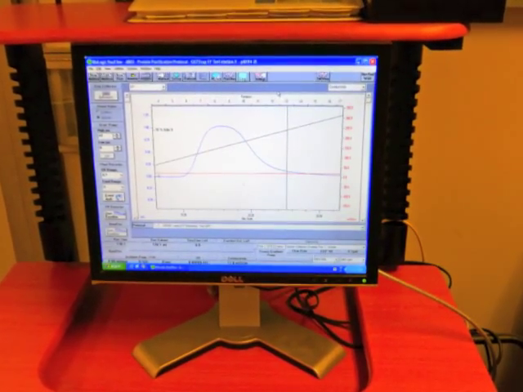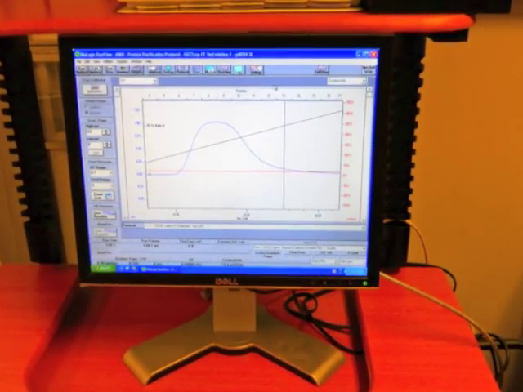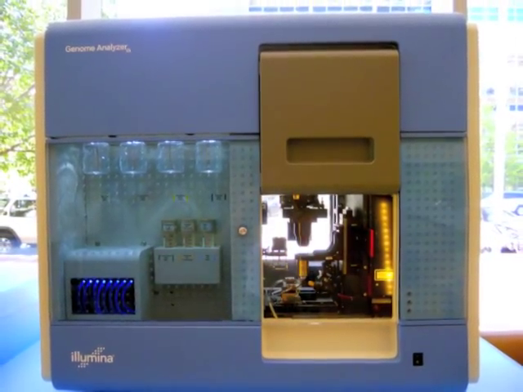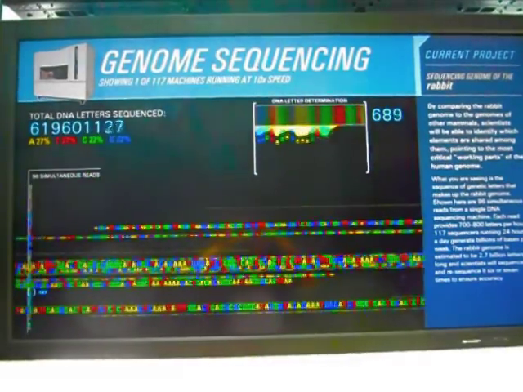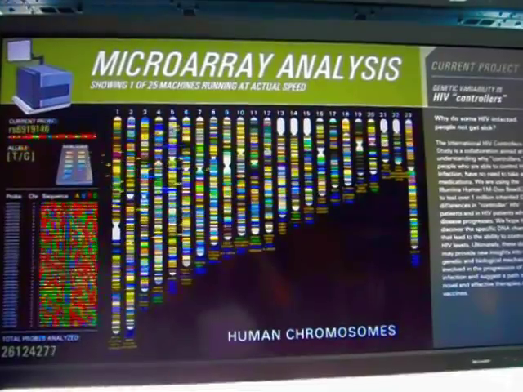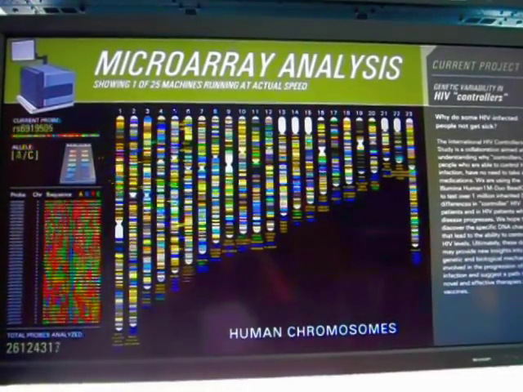Here we see sophisticated graphs and high-tech machines, such as this genome analyzer, that help us analyze data that are collected in experiments designed by scientists today. Here we can see a genome sequencing and some more microarray analysis at the Broad Institute.